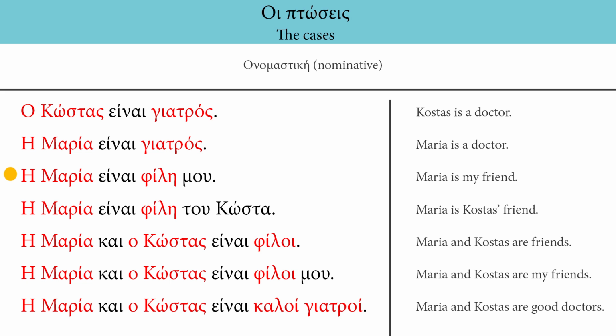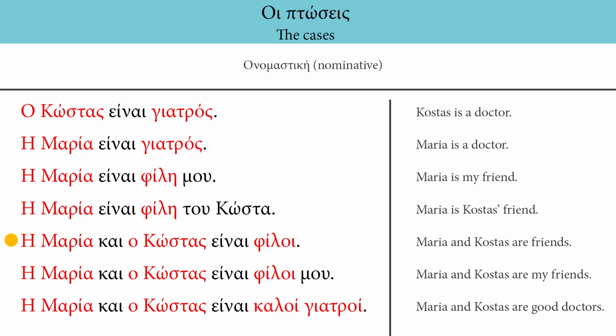If you noticed, we also have another word here, μου, φίλη μου. Μου here is a possessive pronoun and it is in the genitive case. Φίλη μου means my friend, but let's not focus on that right now. Η Μαρία είναι φίλη του Κώστα. Η Μαρία, the subject in the nominative. Φίλη, the predicate in the nominative. Του Κώστα is in the genitive and of course it expresses possession. Whose friend? Του Κώστα.